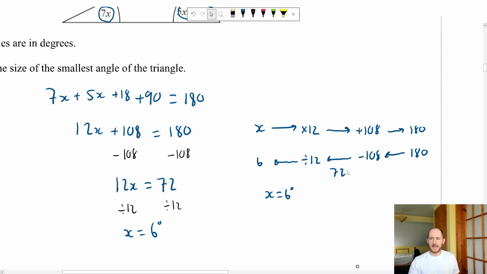This method really helps, but if you look, I did do those steps, right? I subtracted 108 first in this step, and then I divided by 12. It's just a way of visualizing it. Again, it's another diagram we can use to help us.